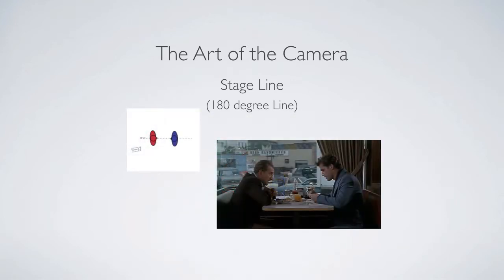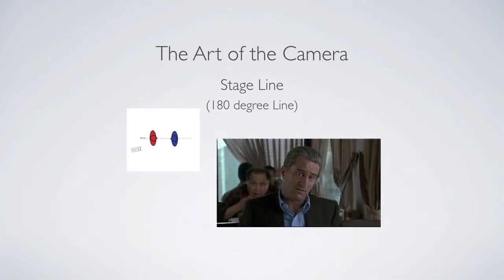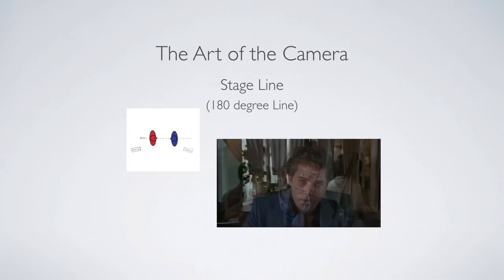So basically, here's an example from a film too. This is from, I can't remember, a Scorsese movie. Forget which one. Anyway, the two actors are looking at each other. They're across the table from each other. So if you look, here's De Niro. He's looking left to right. And Ray Liotta is looking right to left. They're looking at each other. So your camera is staying on the same side of the stage line. You're not jumping the stage line.